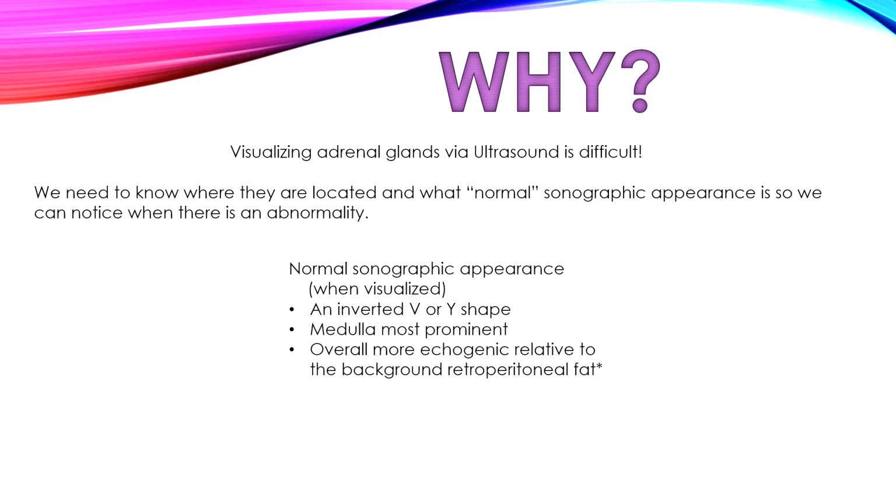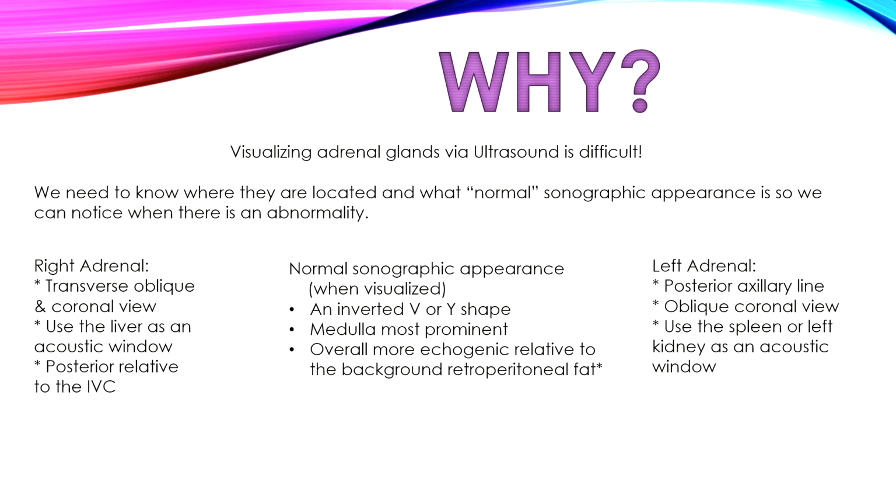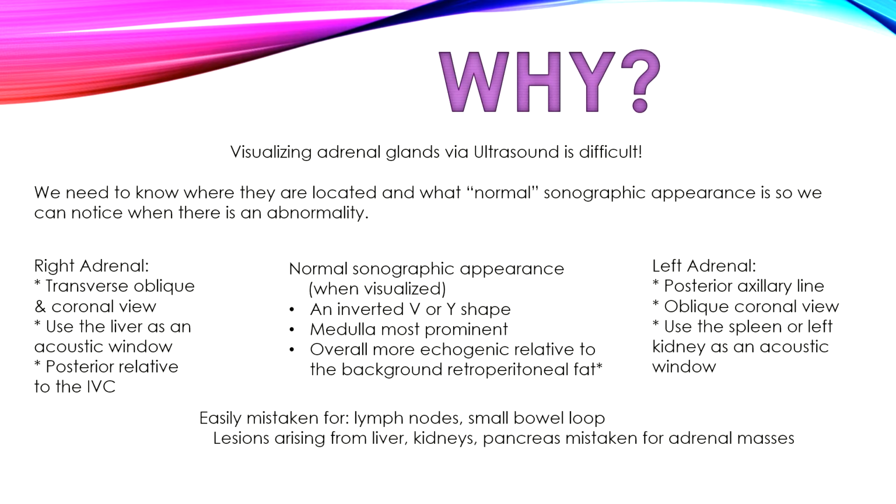And it's important to keep in mind that the adrenals are definitely easier to see in young children as opposed to adults. Part of that reason is that adrenals are 1/3 of the size of the kidney versus in an adult where it's 1/13 the size of the kidney. So it's going to look like an inverted V or a Y shape. The medulla is going to be the most prominent, and overall, it's more echogenic relative to the background retroperitoneal fat.